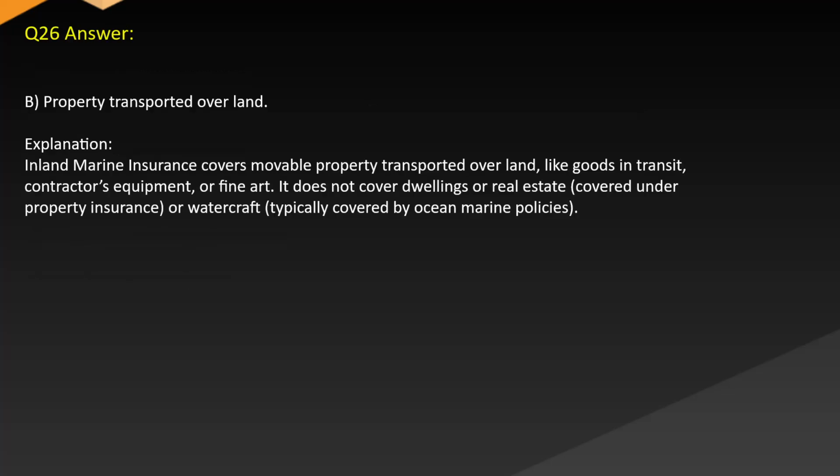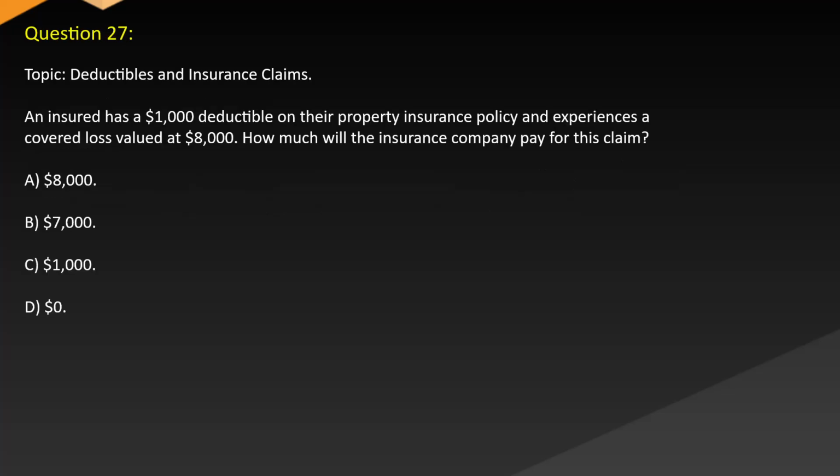Answer: B. Property transported over land. Explanation: inland marine insurance covers movable property transported over land like goods in transit, contractors' equipment, or fine art. It does not cover dwellings or real estate covered under property insurance or watercraft typically covered by ocean marine policies. Question 27. Topic: deductibles and insurance claims.